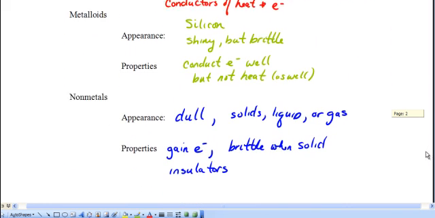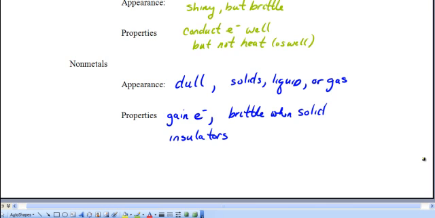Okay? All right, that concludes 6.1. In 6.2, we're going to take a closer look at the families on the periodic table.